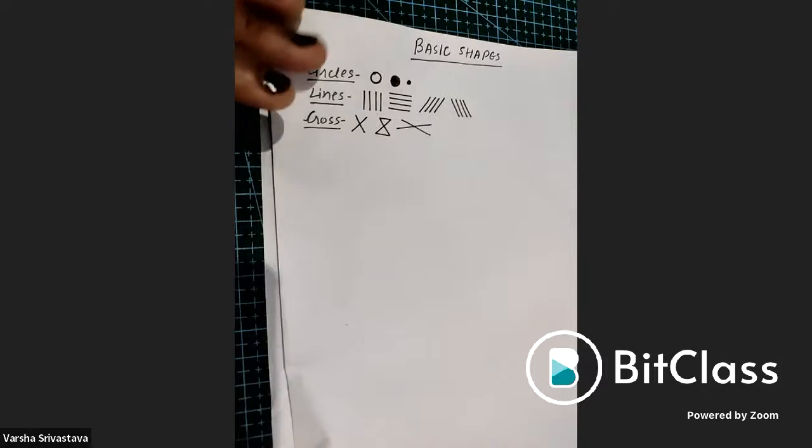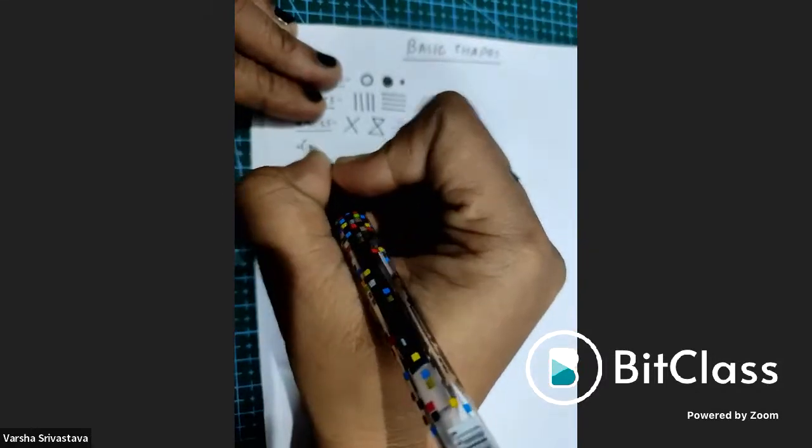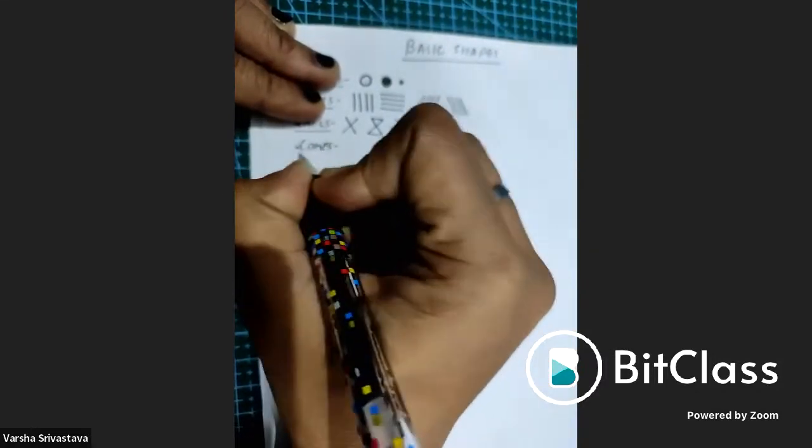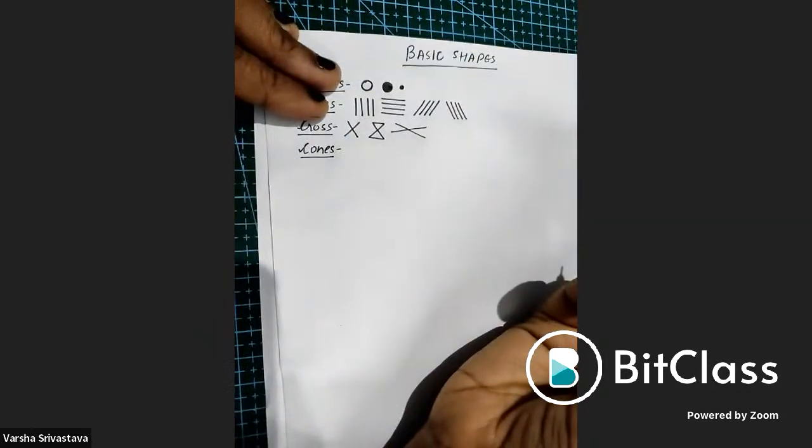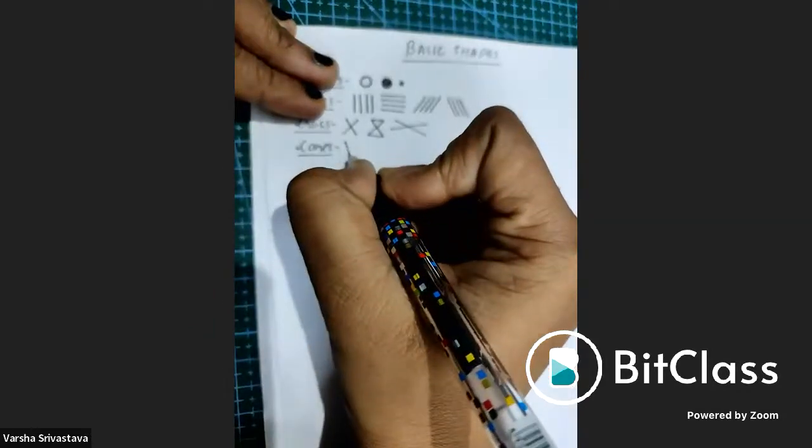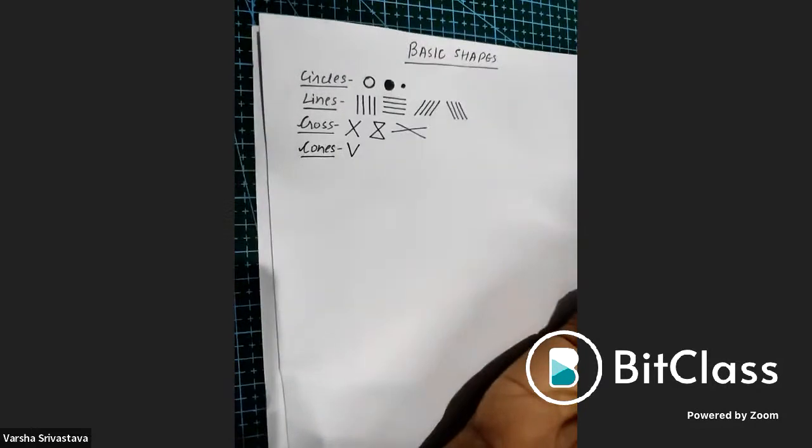Now next I'm going to make the cones. Just make a V.